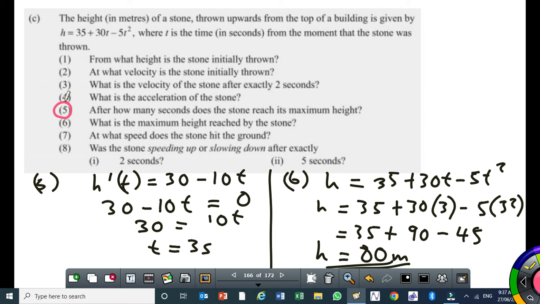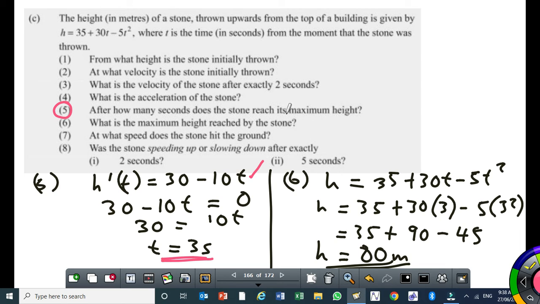Then, number 5, after how many seconds does the stone reach its maximum height? Now we need to know how long it is going to take for the stone to reach the maximum height. To do that, we just find the derivative. We know that at the maximum height, the derivative is 0. So find the derivative, then equate the derivative to 0, then solve for t. You get 3 seconds. So h prime of t is 30 minus 10t. Then you set the derivative to 0, then you solve for t.